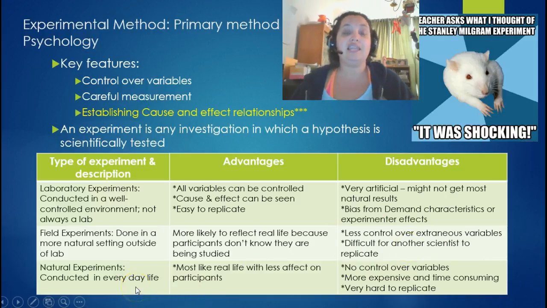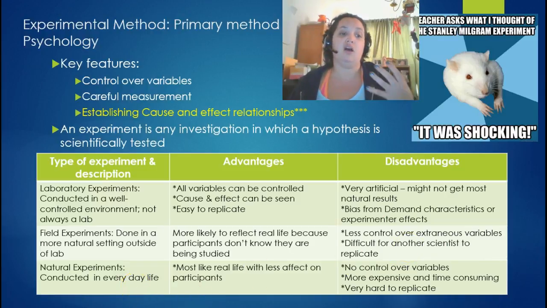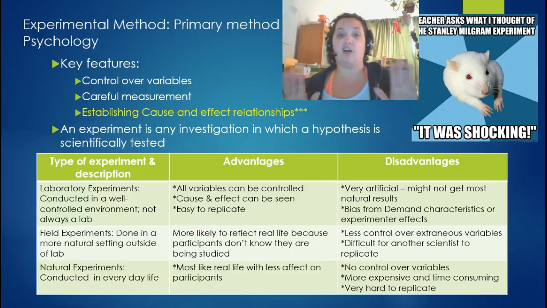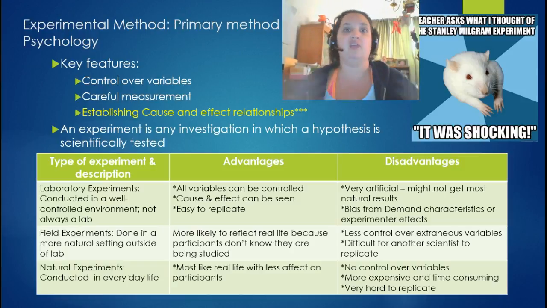And then the least restricted form of an experiment is natural experiments. They're very much like real life. There's very little effect on the participant. So a participant's not trying to figure out what you want because they don't even know they're in an experiment, usually. But the downside is when you get to a natural experiment, there's almost no control over variables.